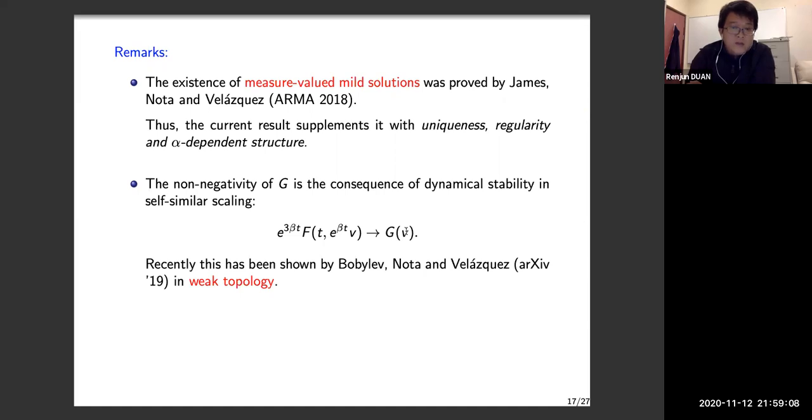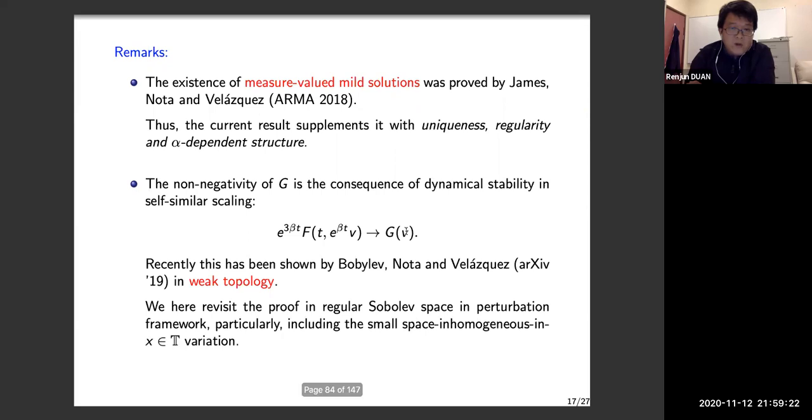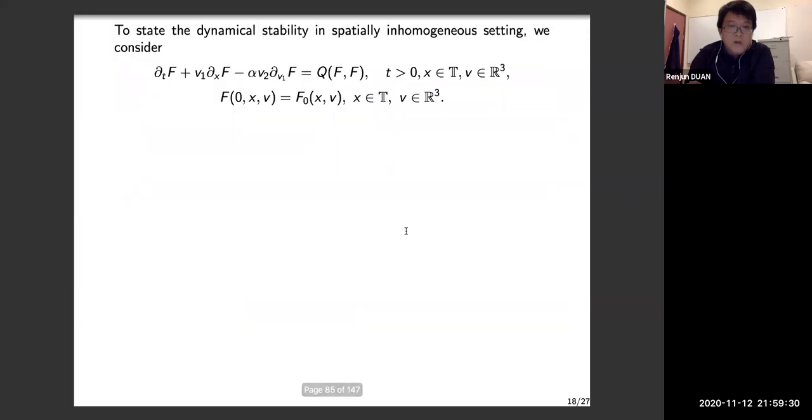And recently, this has been shown by Bobylev, Lods, and also Velázquez in weak topology. So here we revisit the proof in a regular Sobolev space in a perturbation framework, particularly including the small space inhomogeneous case where the X variable is just a torus. For instance, let us look at this X-dependent problem, spatially homogeneous, only depending on the X variable.